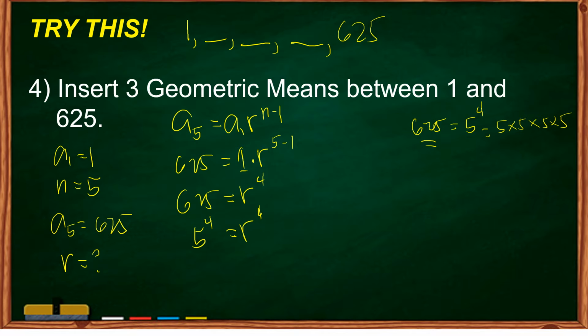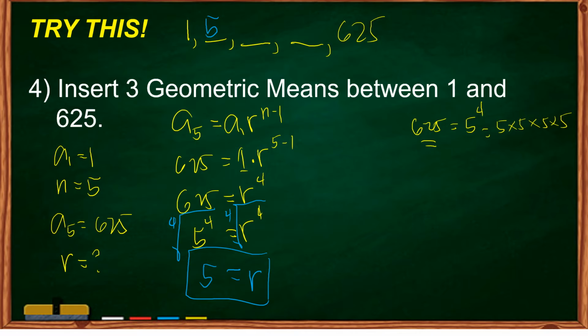And then we get the fourth root of both sides. Okay, and then we have r equals 5. So in other words, the common ratio here is 5. So we are ready to determine the geometric means. Since the first term is 1, just multiply it by 5. So we have 5.